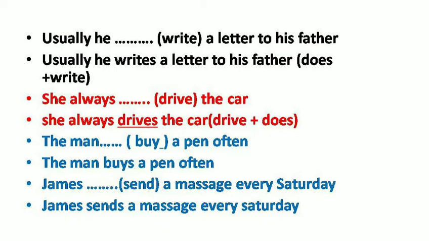In the first sentence we have an indication, that is usually. In the second sentence we have an indication, that is always. In the third sentence we have often. In the fourth sentence, every Saturday. These are either daily or repeated actions. They will be expressed in simple present tense only.